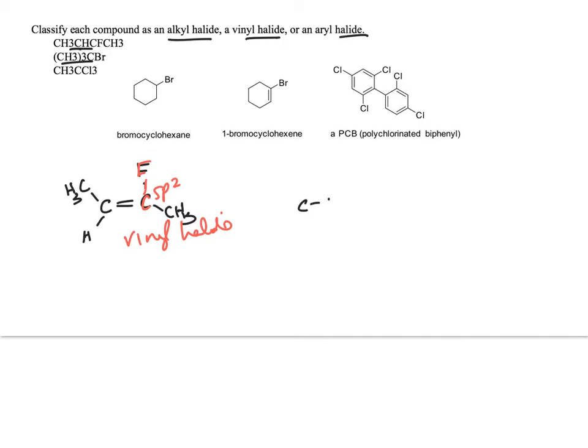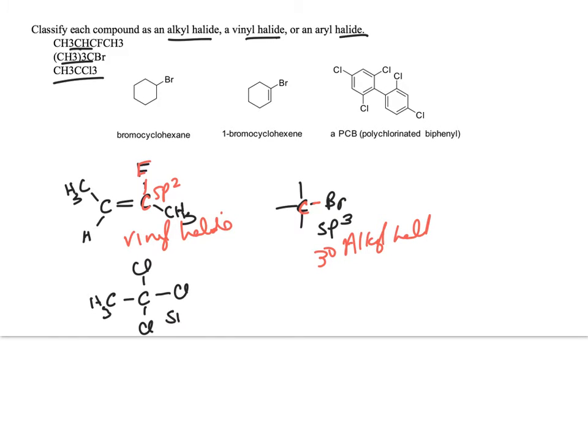Okay, the next one we have here, CH3, and this would be an sp3 carbon, and so that would be an alkyl halide. And that would be a tertiary alkyl halide. This compound here, carbon, CH3, and this has 3 chlorines. This would be sp3, so this is an alkyl halide. And it would be a primary. Here we have a secondary alkyl halide. This is sp3, so it's alkyl halide.